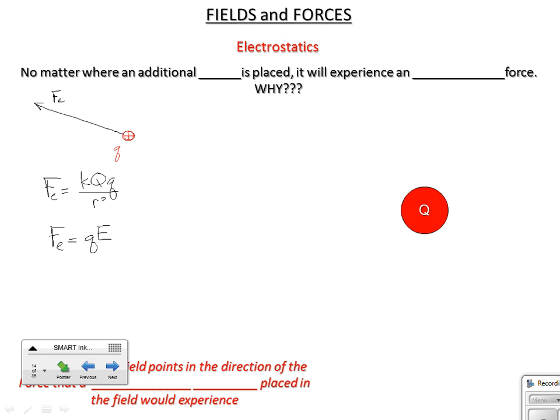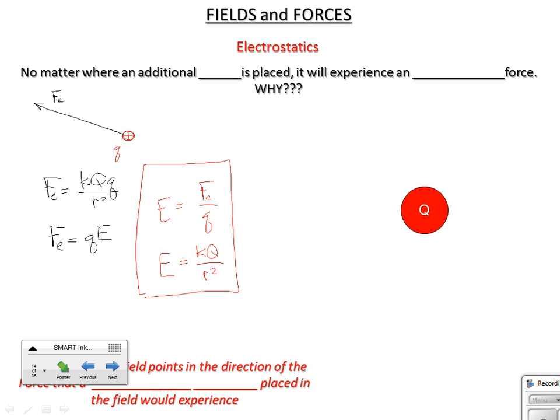Which is going to allow us two expressions for electric field strength. One is its force per unit charge. Now, if we do Fe, which is K, big Q, little q over r squared, and divide by little q, we end up with another expression for electric field, which is K, big Q over r squared. So those are our two expressions now for electric field strength.